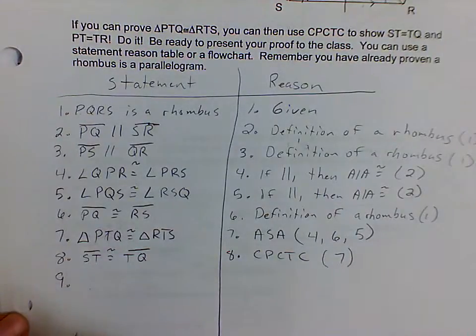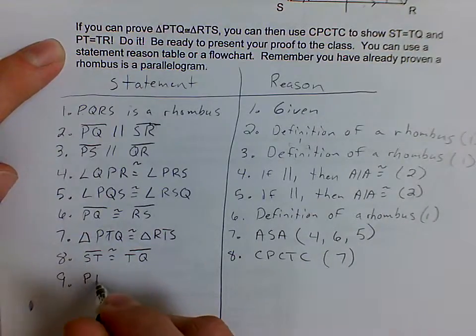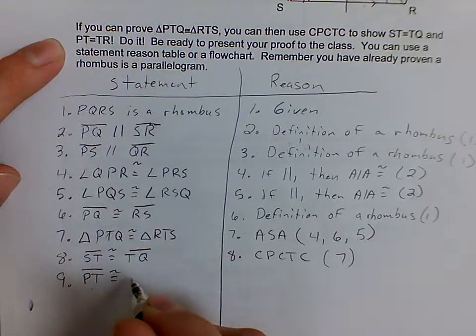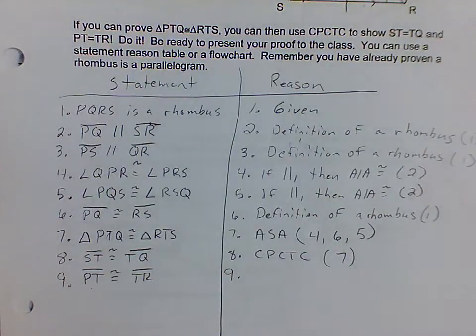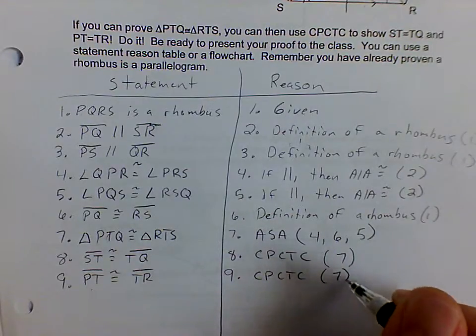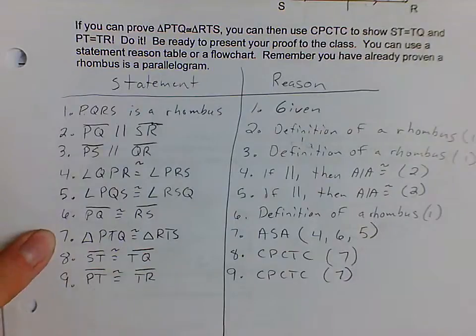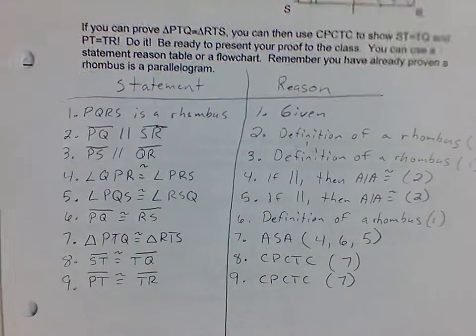Step 9, we're going to say the other diagonal. So PT is congruent to TR. And go ahead and give me the step or the reason for that one. CPCTC again. And we have to put the step that we know that they're congruent, step 7. And so we're done with our proof. We have everything we need.